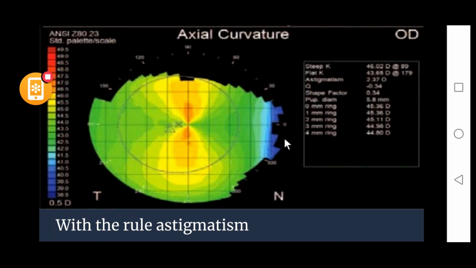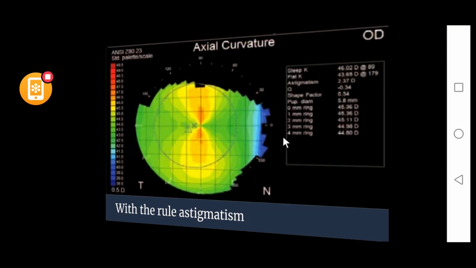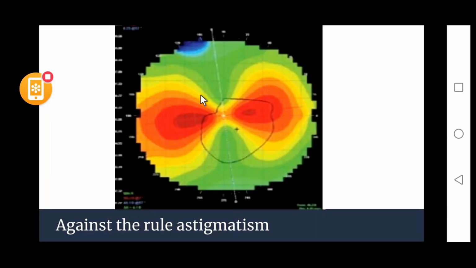Now let's go to the next slide. So this is against the rule, a simple photograph of against the rule. Unfortunately, I couldn't get the actual photo because of the lockdown. I couldn't get it from the hospital. Whenever you see a horizontal bow tie, it signifies against the rule. Can someone please tell me where is the steep meridian in this specific topography map? Anyone, based on the color coding, can someone please say?